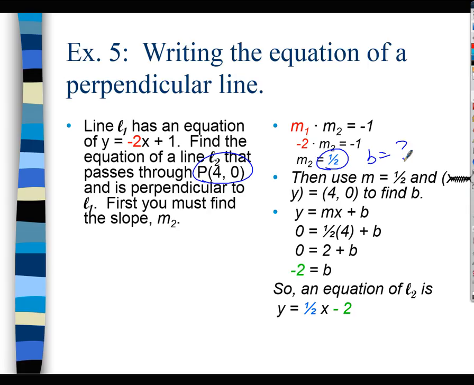If we plug in 4 for x, 0 for y, and 1/2 for m, we get 0 equals 1/2 times 4 plus b. 1/2 times 4 is 2. Subtract 2, b equals -2. Done. That's it. Then y equals mx plus b. m is 1/2, b is -2. That's it. Okay, make sense?